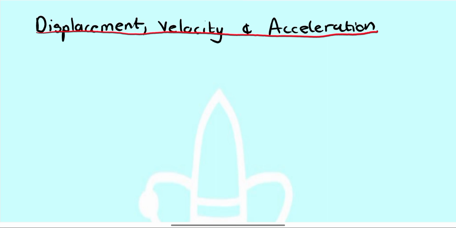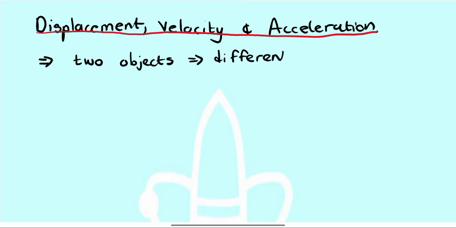We have already stated that we can have two objects that have different amplitude but with the same period. Two objects can have different amplitude, but with the same period.